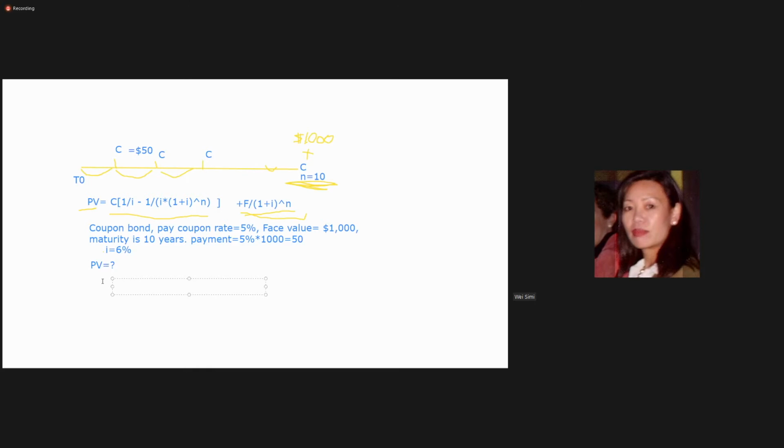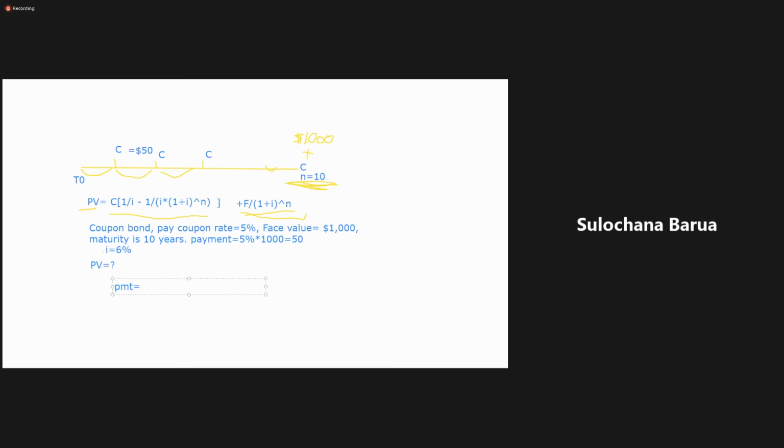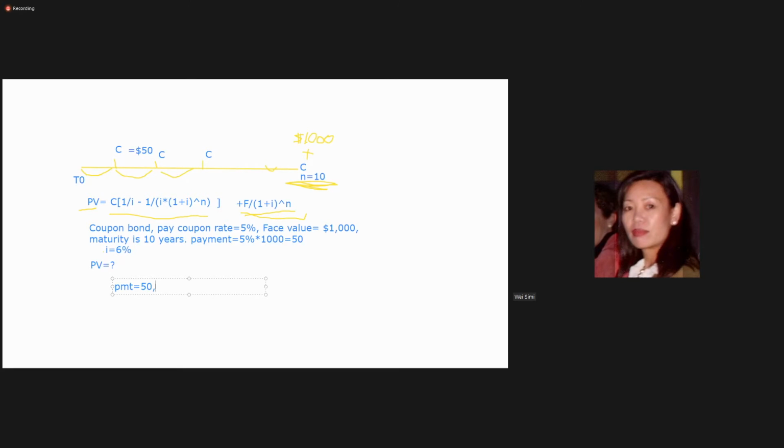Let's see. In your calculator, the question asks for the present value, so you input everything else. The first thing is the payment, the PMT. So payment equals what? What's the payment in your calculator? 50. Very good.